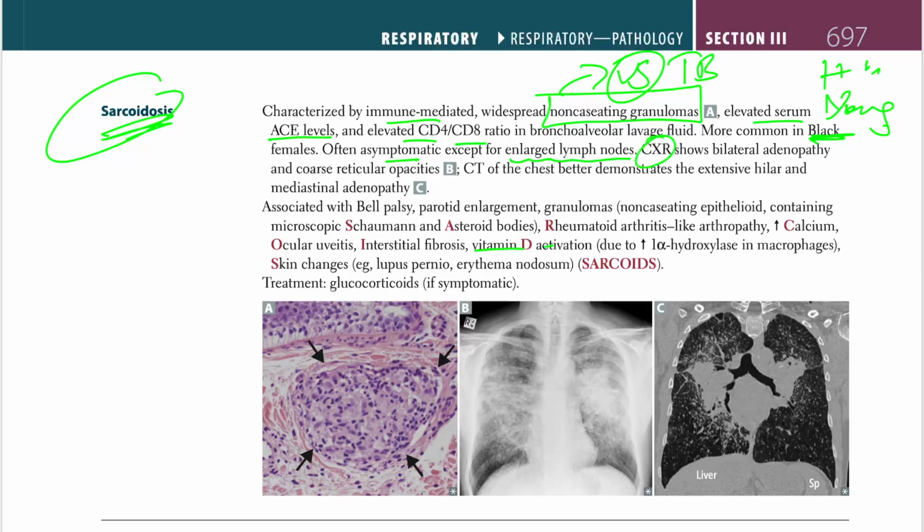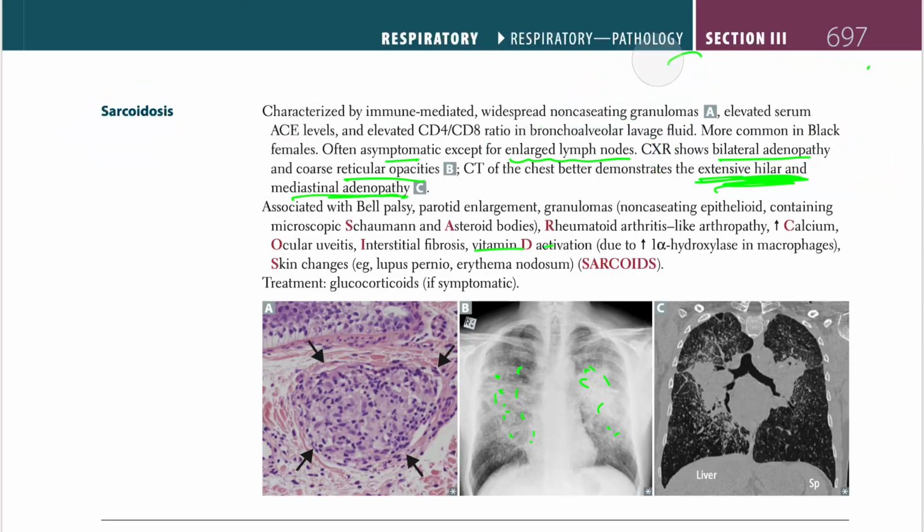Chest X-ray would show bilateral adenopathy and coarse reticular opacities, picture B. So we do see coarse reticular opacities all throughout the lung. CT of the chest better demonstrates the extensive hilar, again goes back to tuberculosis, hilar and mediastinal adenopathy.